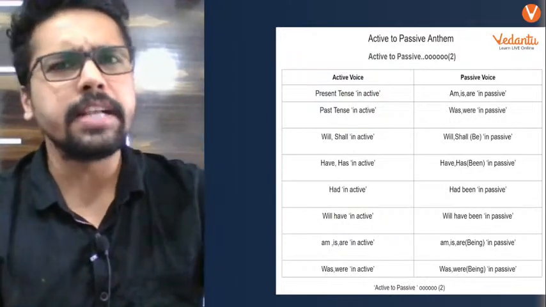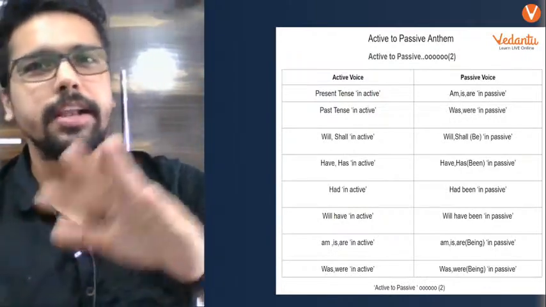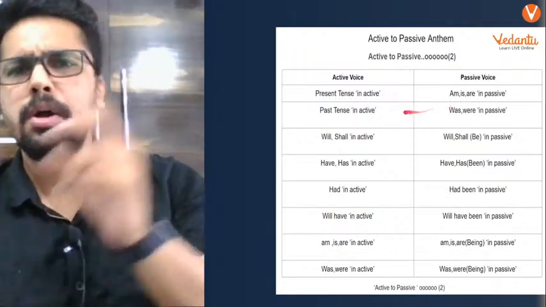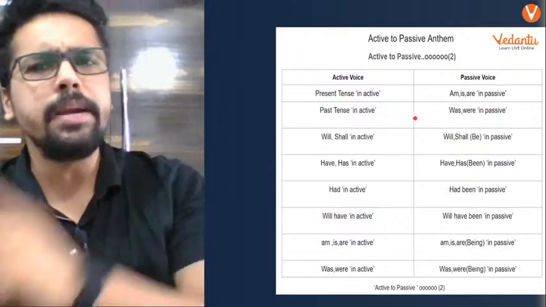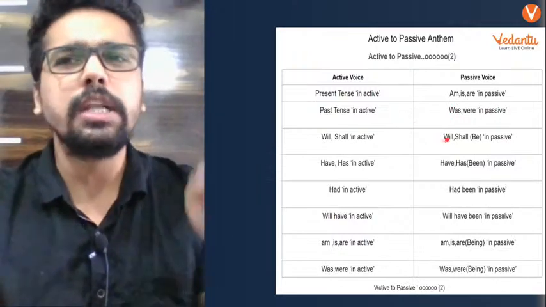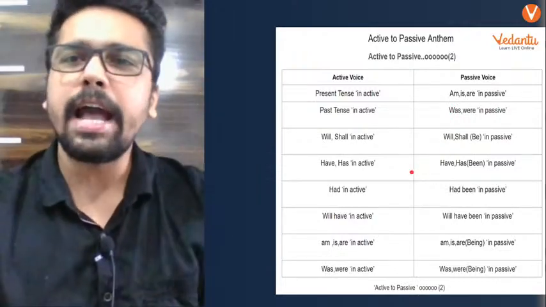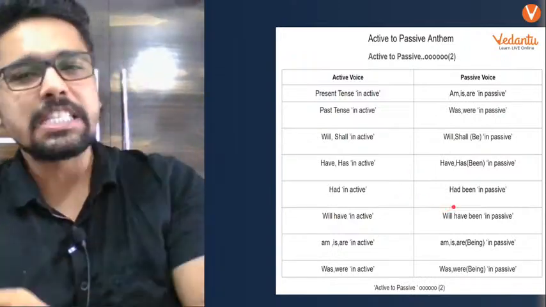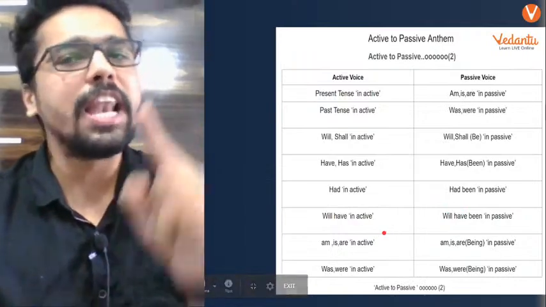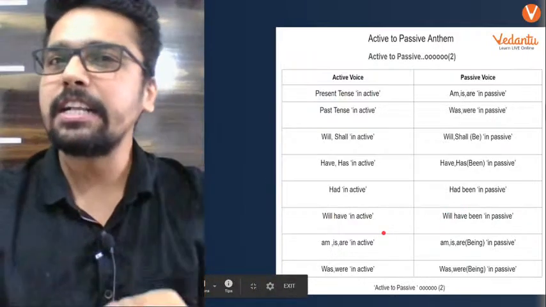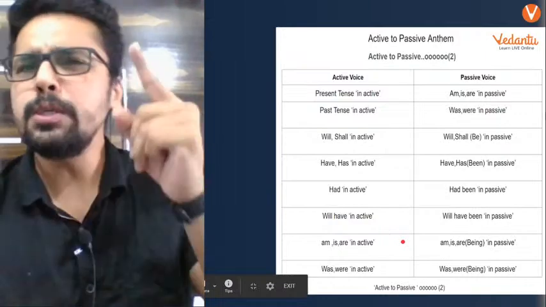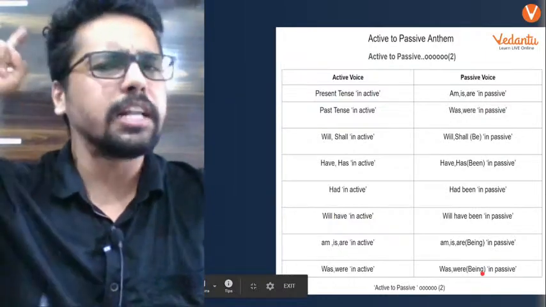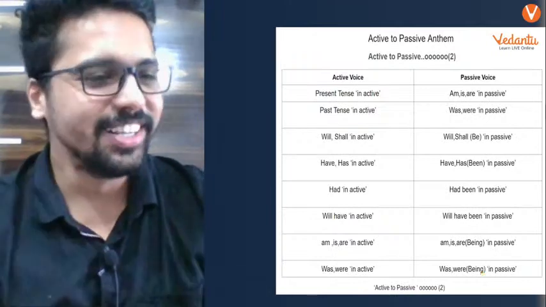Then present tense in active, am is are in passive. Just the rap yo-yo style. You see? Present tense in active, am is are in passive. Past tense in active, was were in passive. Will shall in active, will shall be in passive. Have has in active, have has been in passive. Had in active, had been in passive. Will have in active, will have been in passive. Am is are in active, am is are being in passive. Was were in active, was were being in passive. Active to passive, active to passive. Yo.